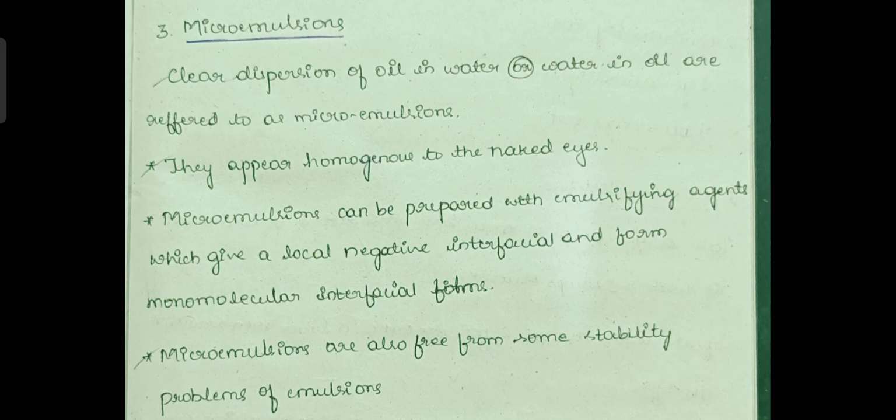Microemulsions are also free from some stability problems of emulsions. As I said, at last we are going to discuss stability problems such as creaming, cracking and phase inversion. Microemulsions are not susceptible, or a microemulsion will not undergo stability problems. They can be easily stored. In simple terms, it is a clear dispersion, it is transparent in nature, it may be either oil in water or water in oil. They will be homogeneous or well mixed in appearance when we see through our naked eyes.